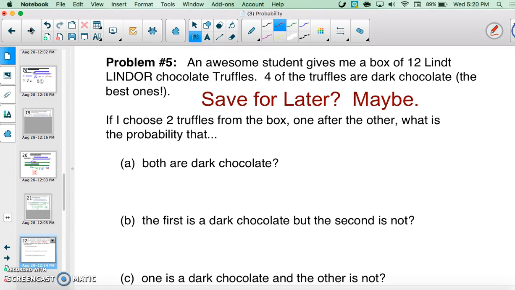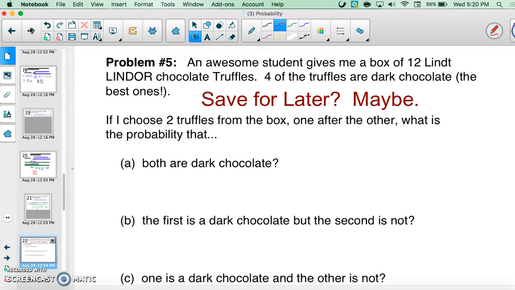Final problem of this section. So we've got an awesome student gives me a box of 12 Lindt chocolate truffles, which are the best. 4 of the truffles are dark chocolate, which are the best ones, obviously. If I choose 2 truffles from the box, one after the other, what is the probability that both are dark?